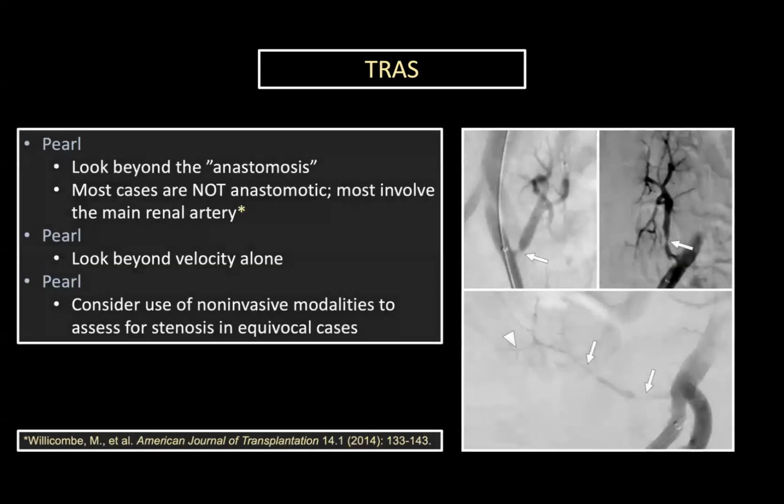So, just a few pearls. One is look beyond the anastomosis. Most cases are actually not anastomotic and involve the main renal artery. Look beyond the velocity alone; the importance of spectral broadening and the importance of a delayed upstroke, those things need to be looked at. And then finally, consider the use of non-invasive modalities to assess for stenosis in those cases where it's intermediate or even high and very high risk for transplant renal artery stenosis.